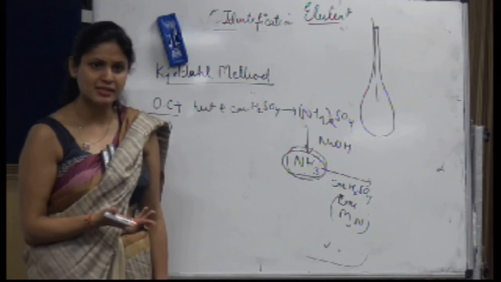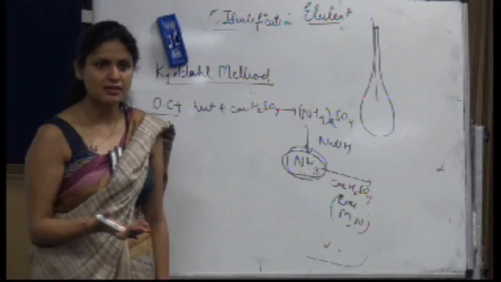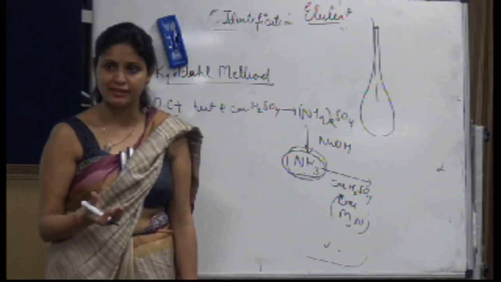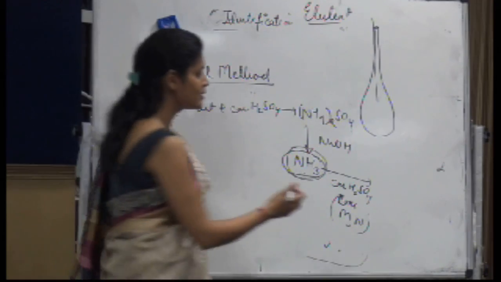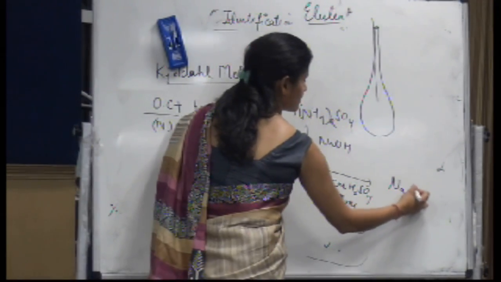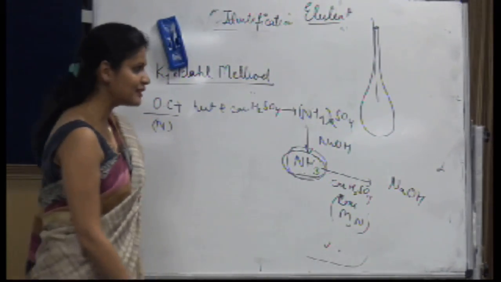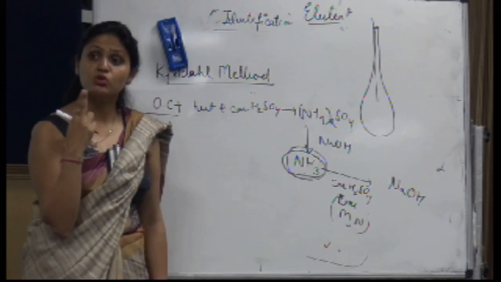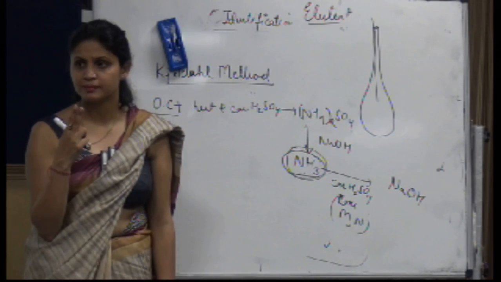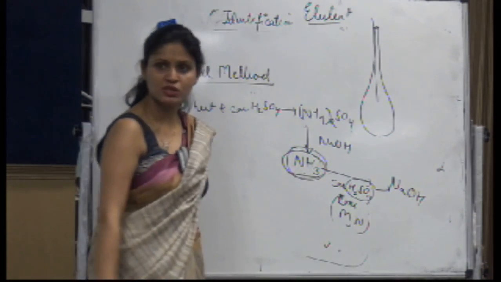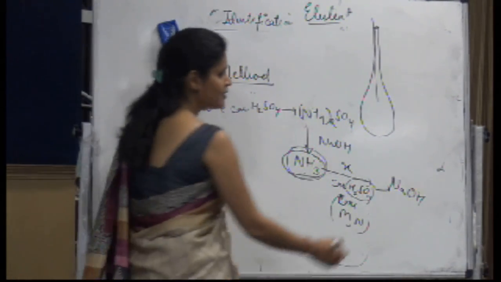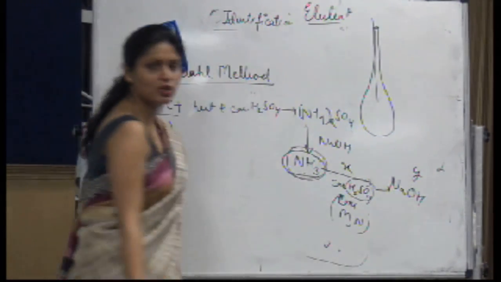Ammonia is a base and H2SO4 is an acid, and hence they will react, and the remaining H2SO4 I will back titrate. Okay, I'll estimate using NaOH. So basically this is a bit complicated. We are using two titrations here. So first I'll titrate the remaining H2SO4 with the NaOH. Suppose I had taken x ml of H2SO4 and y ml of NaOH was used.